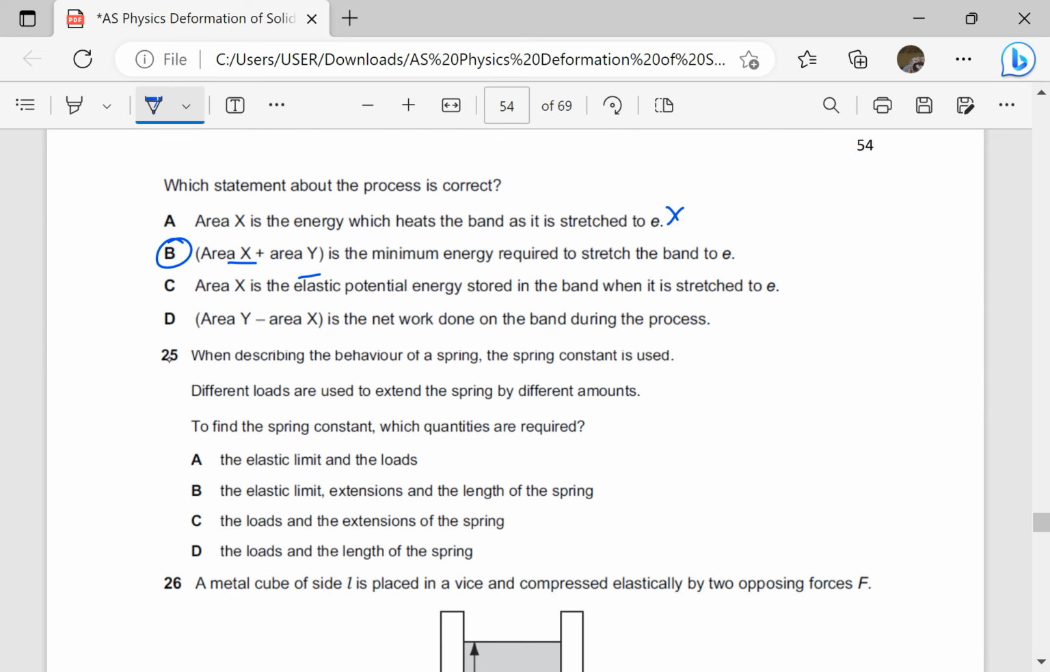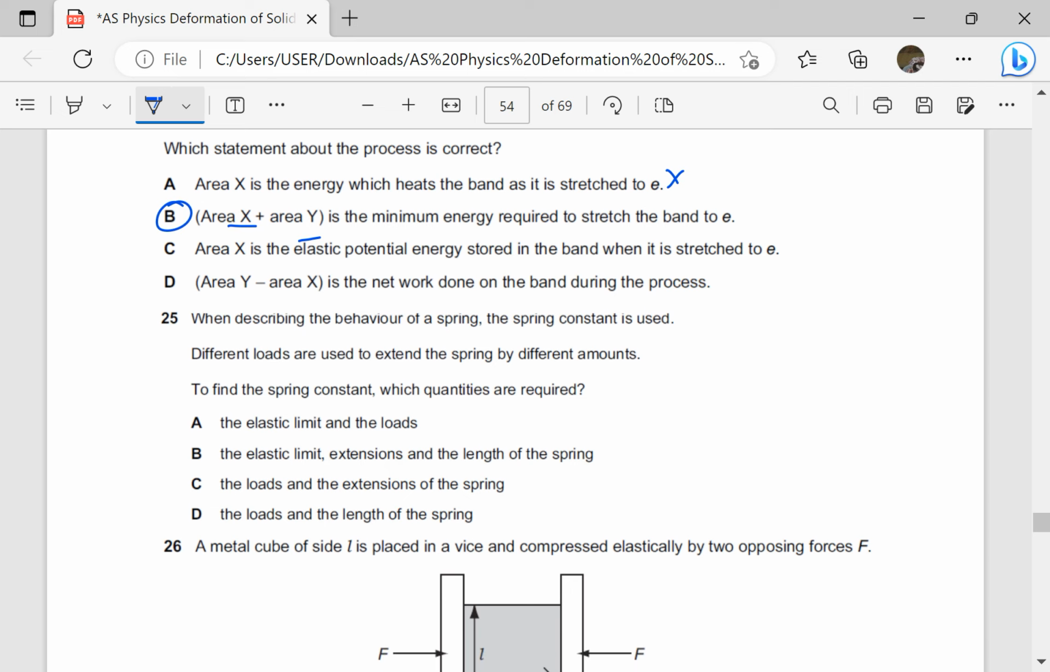When describing the behavior of a spring, the spring constant is used. Different loads are used to extend a spring by different amounts. To find the spring constant, which quantities are required? Remember, Hooke's law: force is equal to K times extension. So we need the load and extension. So the loads and extension of the spring. So the answer is C.